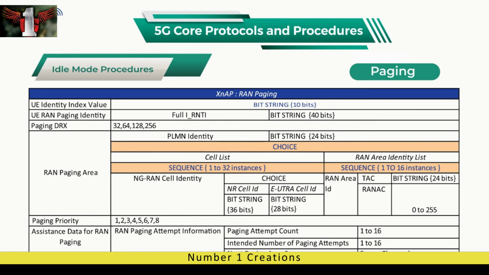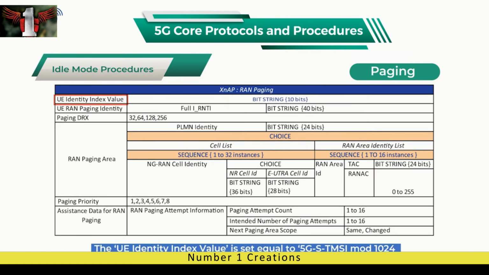Alternatively, all cells within the RNA may belong to a single base station using the CU or DU split architecture. In this case, it is not necessary to rely upon XN connectivity. The UE identity index value is set equal to 5G STMSI mod 1024, that is a value from 0 to 1023 which occupies 10 bits. This value allows the target base station to determine the paging frames and paging occasions without having to transfer the full 5G STMSI across the XN interface.